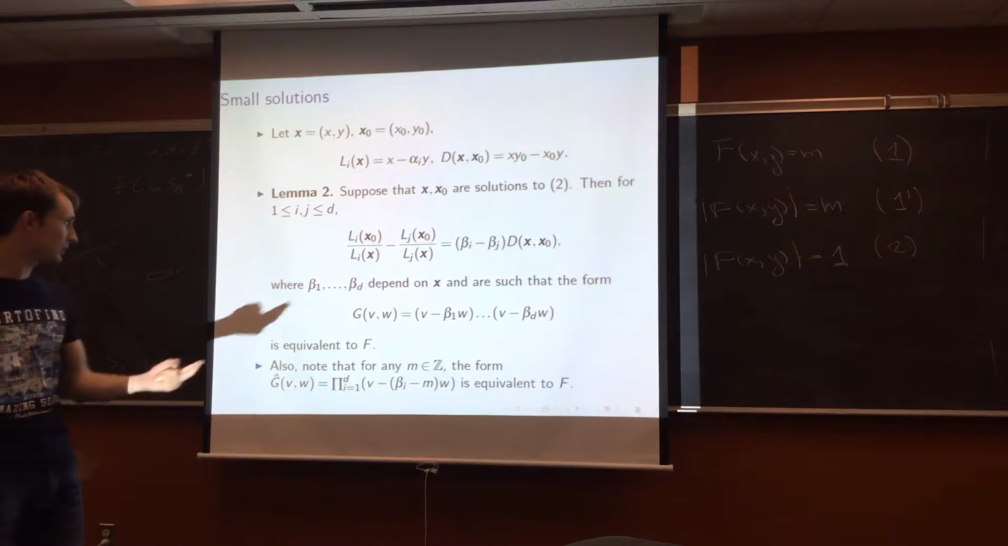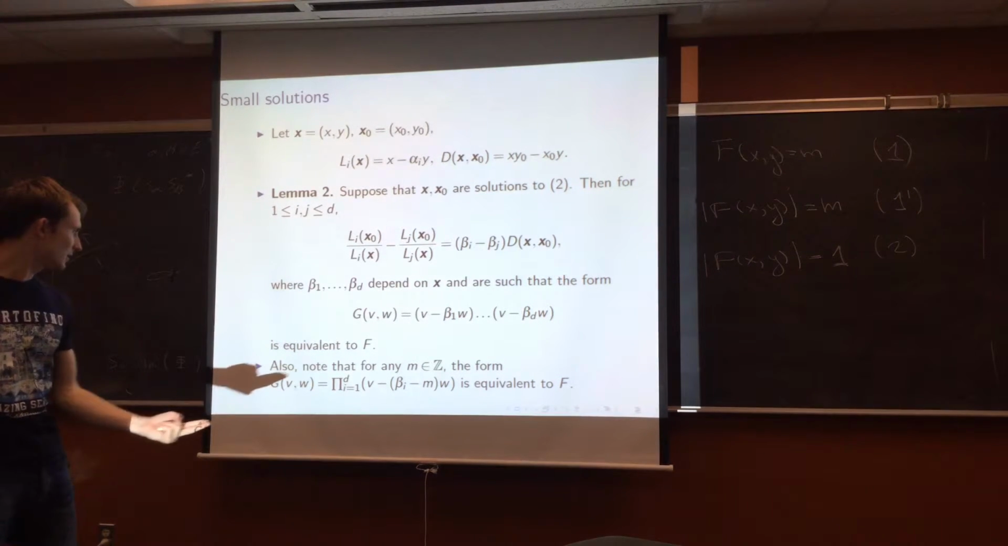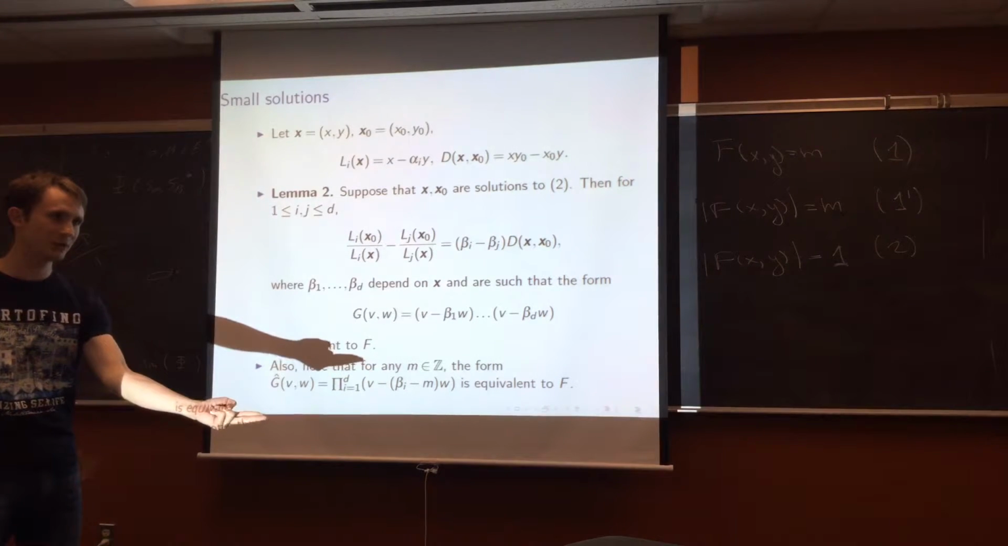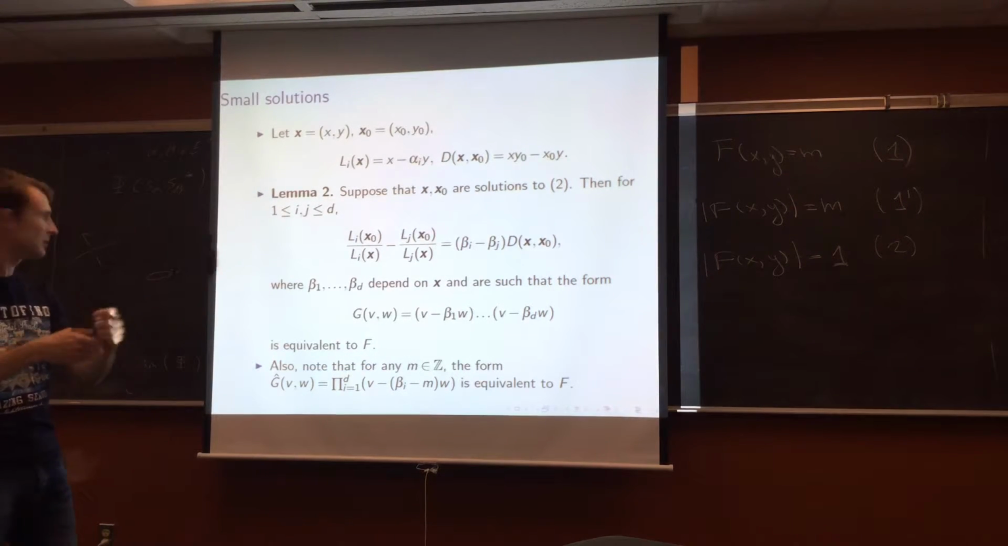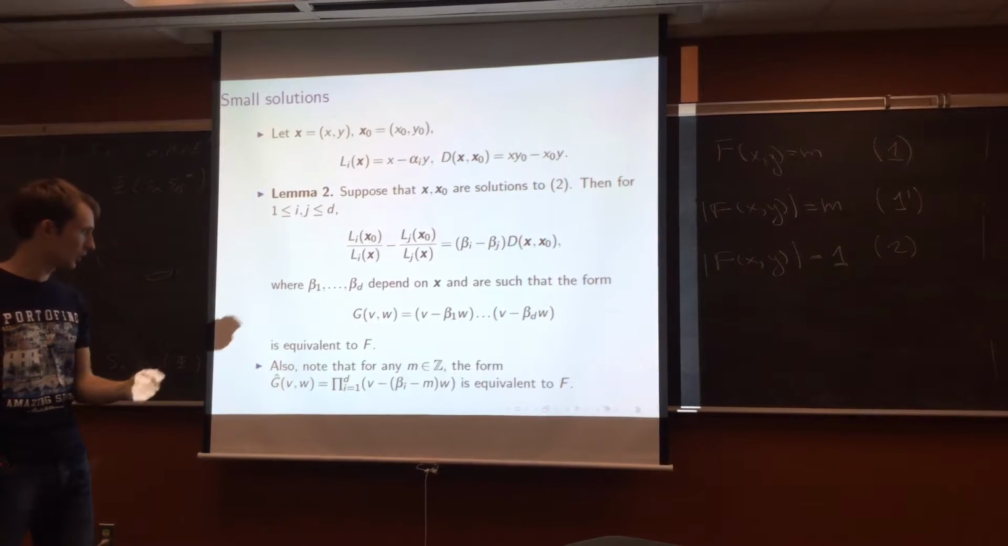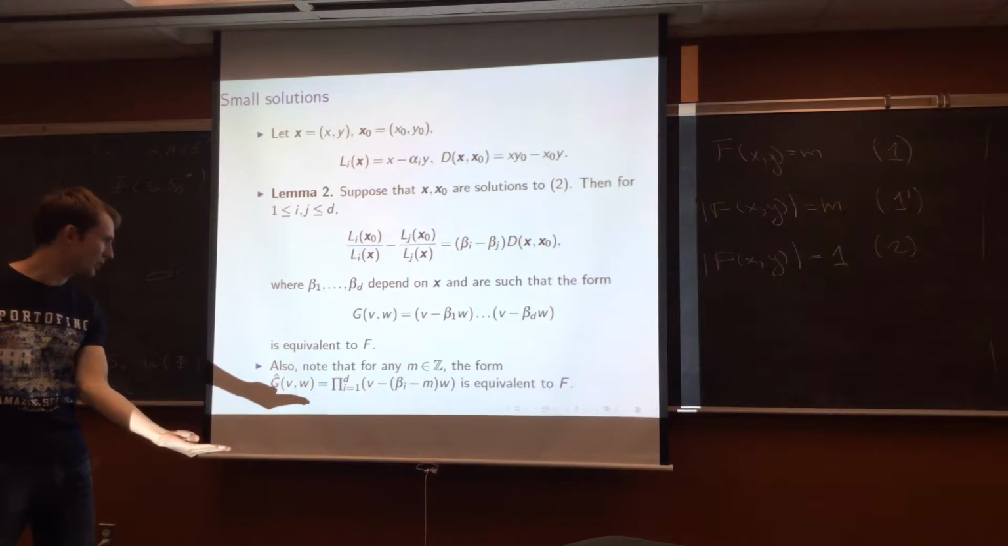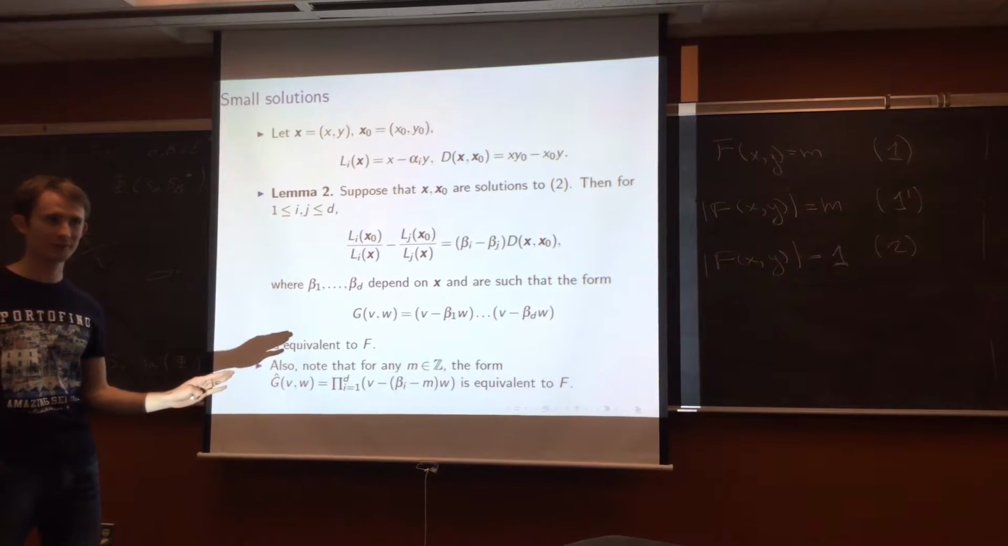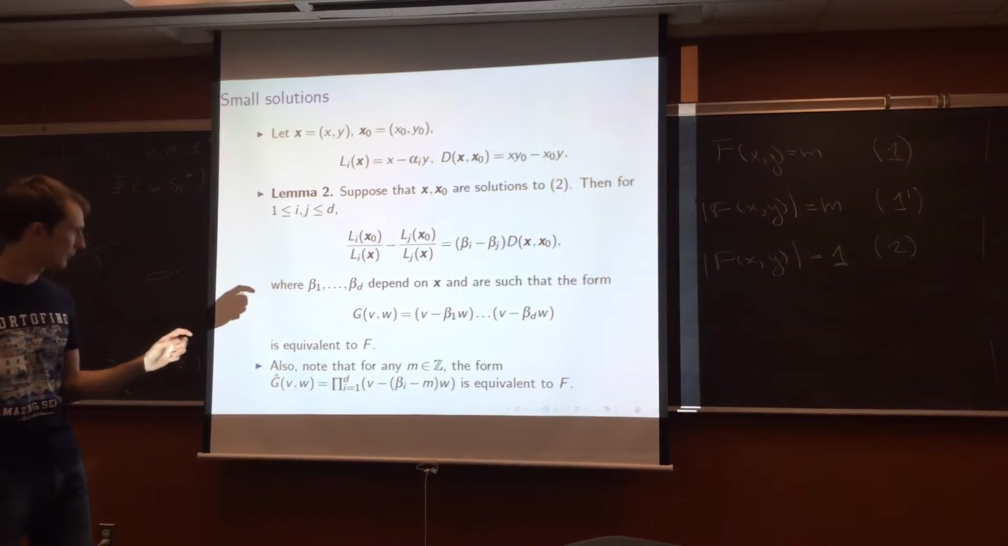Also, I wanted to point out that this form g hat is also equivalent to the original form f. If you have some form g equivalent to f, then obviously if you shift the roots by some integer m, this is just acting by a matrix of the form (1 m; 0 1). That's what it does. So this form g hat is also equivalent to f. All right? Moving on.